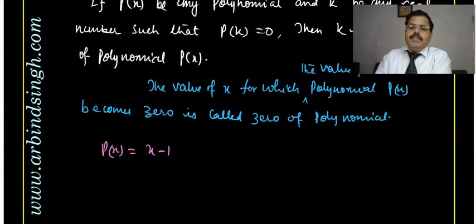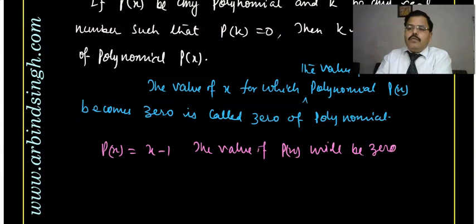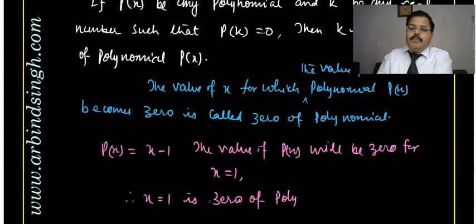So the value of p(x) will be 0 for x = 1, and therefore x = 1 is the zero of the polynomial p(x) = x - 1.